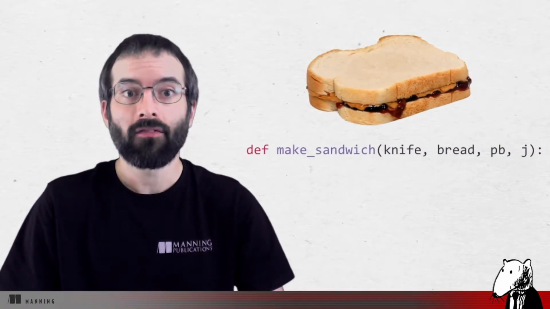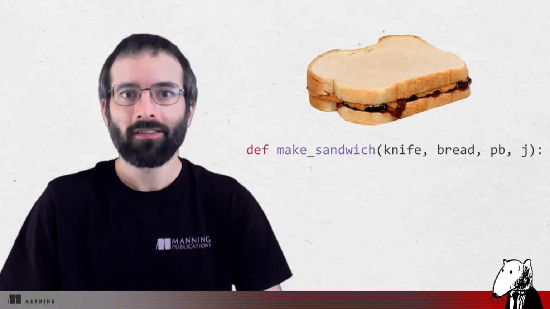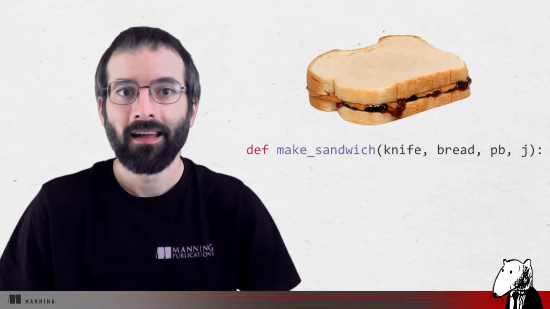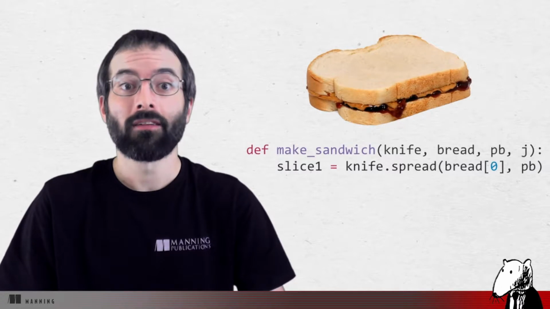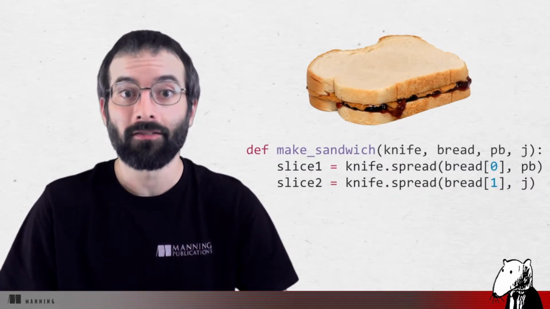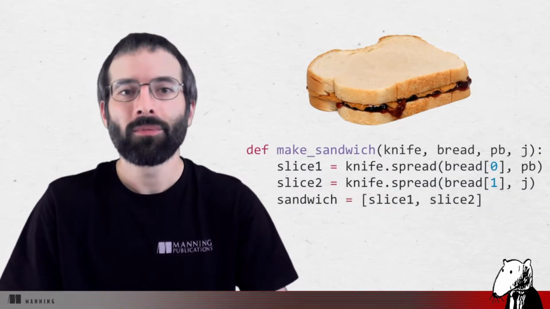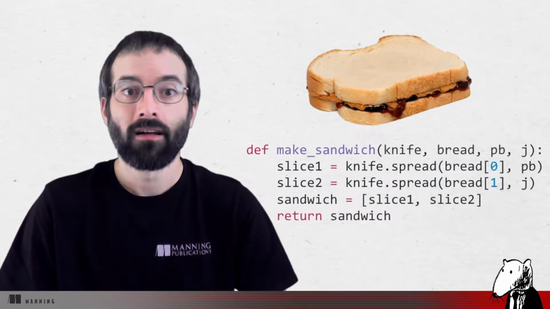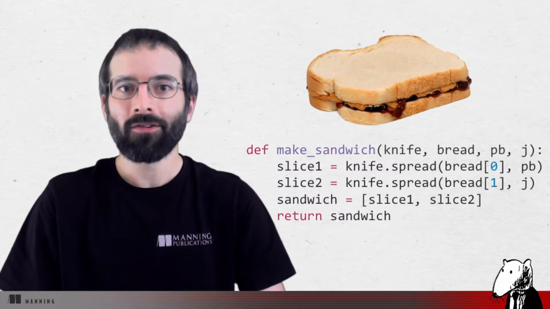How do you make a peanut butter and jelly sandwich? Well, first you get out a knife and the ingredients: 2 slices of bread, peanut butter and jelly. Then you use the knife to spread jelly on one slice of bread and peanut butter on the other slice of bread. Finally, you put the slices of bread together. We just created an algorithm for making a sandwich.